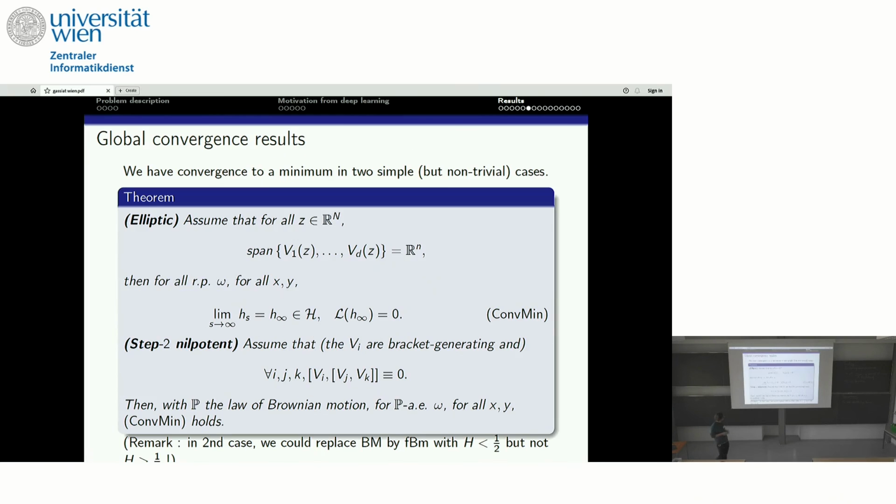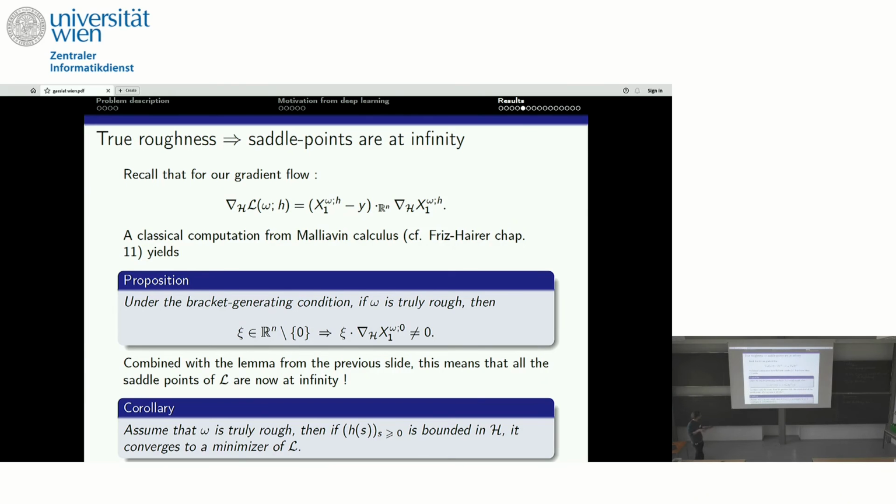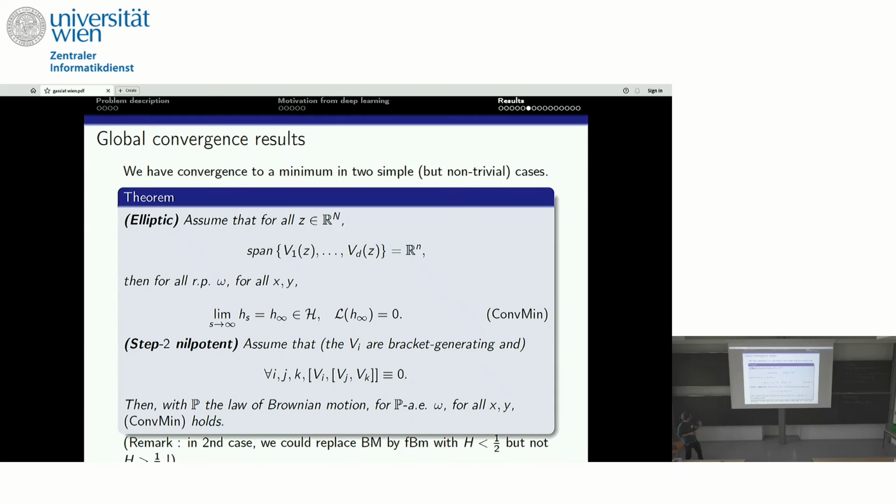Okay, so again, none of this is a completely satisfying result, so let me now present the main result of our work, where we actually prove global convergence, actually convergence to a minimum. So we can do this in two cases. The first one is not very interesting, but it has to be done. This is the first step, when we have this elliptic situation.